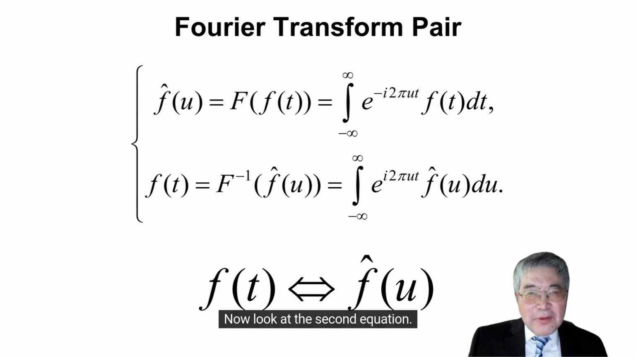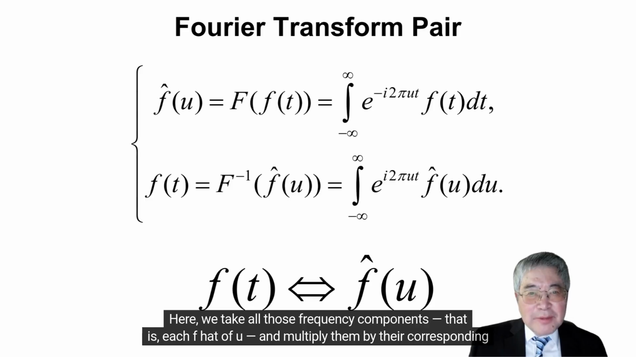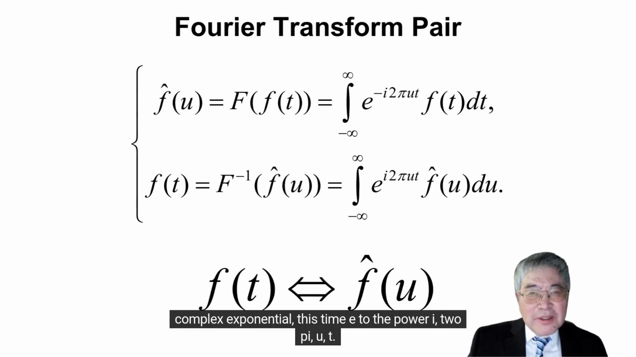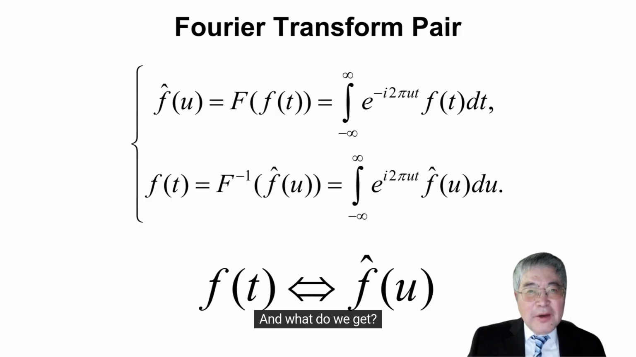Now look at the second equation. This is the inverse Fourier transform. Here we take all those frequency components, that is, each f hat of u, and multiply them by their corresponding complex exponential, this time e to the power i 2 pi u t. Then we integrate over all frequencies. And what do we get?